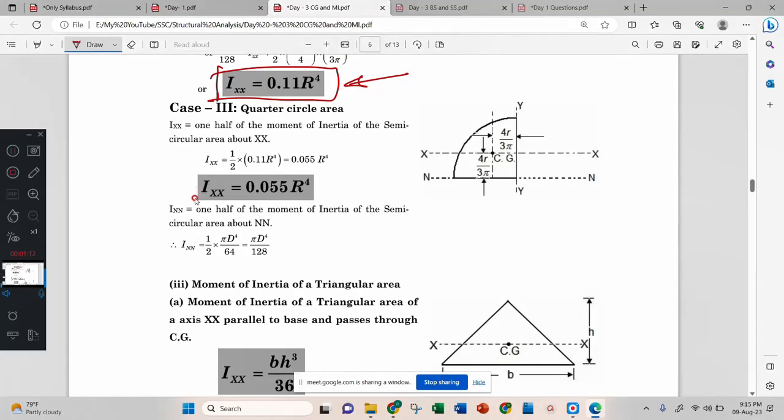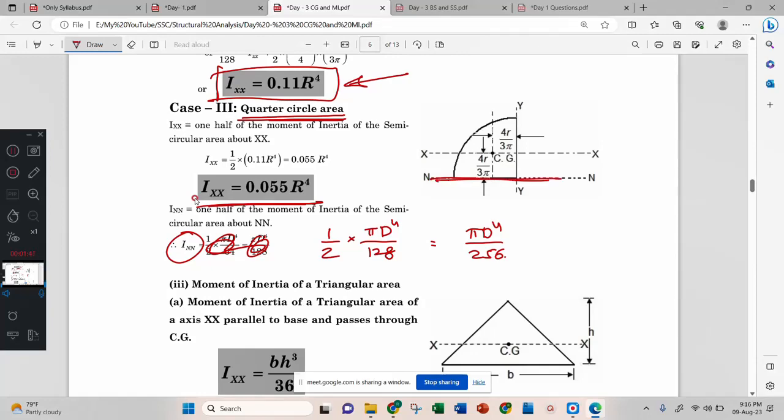Now, for the quarter circle, IXX is this one, 0.055 R power 4. And INN is, this is wrong, half of pi d power 4 by 128, that is your pi d power 4 by 256. Okay, for the quarter circle, this one.